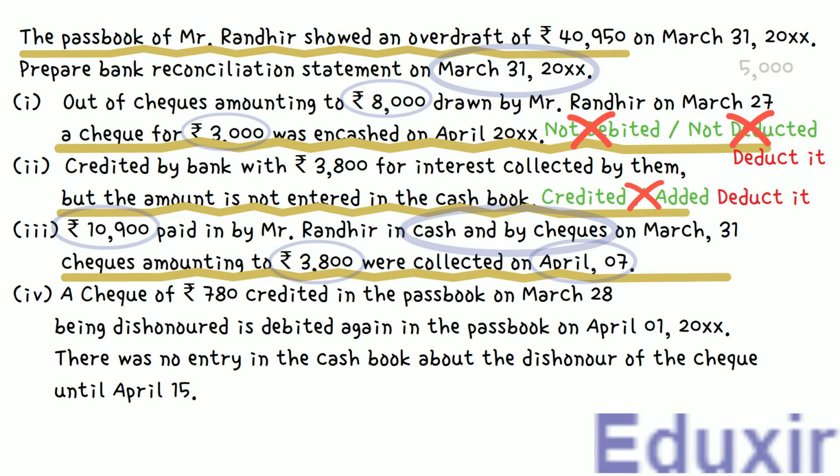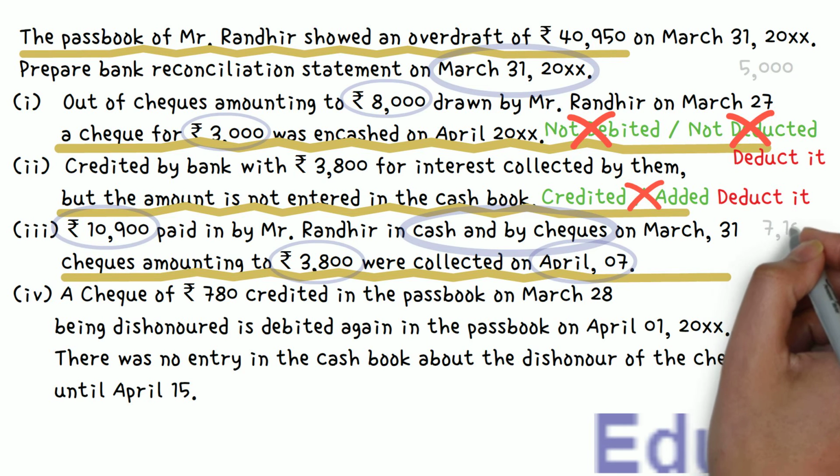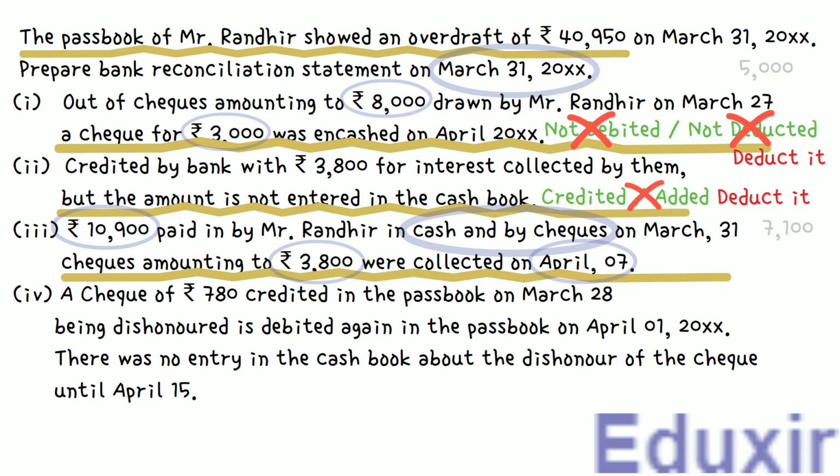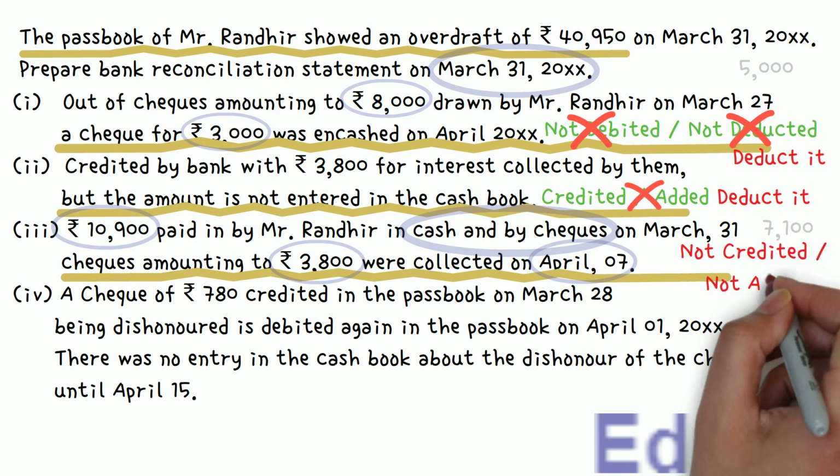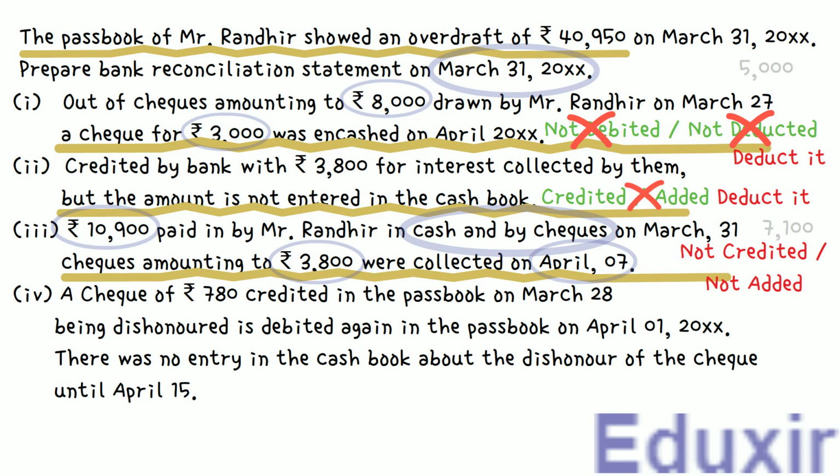This means that the amount of 7,100 rupees was collected in March itself. This includes both check as well as cash. So they will be present in both the cash book as well as the passbook at the time the bank statement is being prepared. But the checks for 3,800 rupees will not be there in the bank statement as they were not yet collected at the time the bank reconciliation statement is prepared.